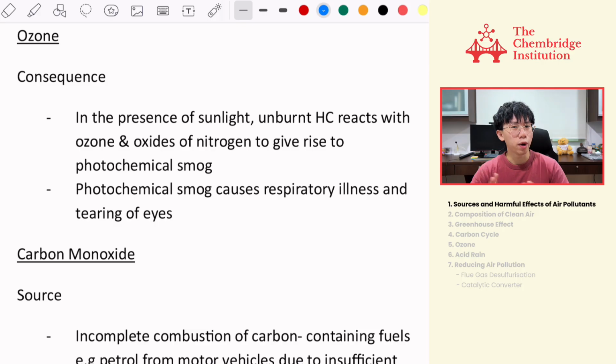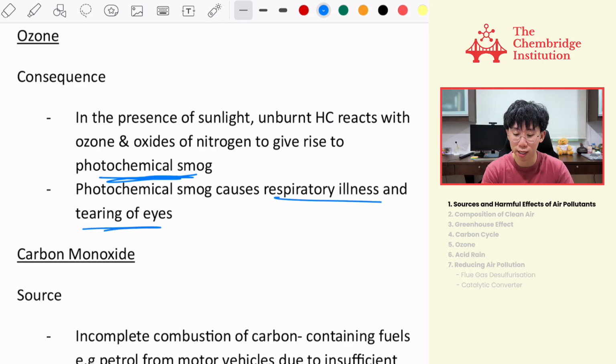So we've been talking about ozone already. You don't really need to know where ozone comes from, but the consequences of ozone is something important. Ozone, as we've already mentioned, gives rise to photochemical smog. It will combine with unburned hydrocarbons and oxides of nitrogen, and this photochemical smog will cause respiratory illness and tearing of the eyes. This is what happens when ozone is in the lower levels. But actually, there's a benefit of ozone at the higher levels, which we will dive into later.